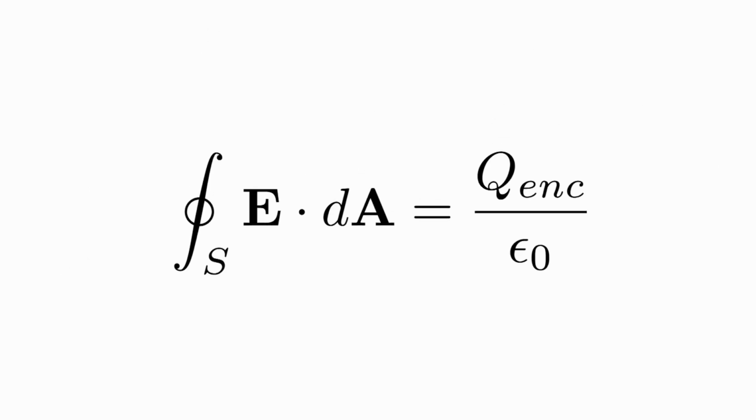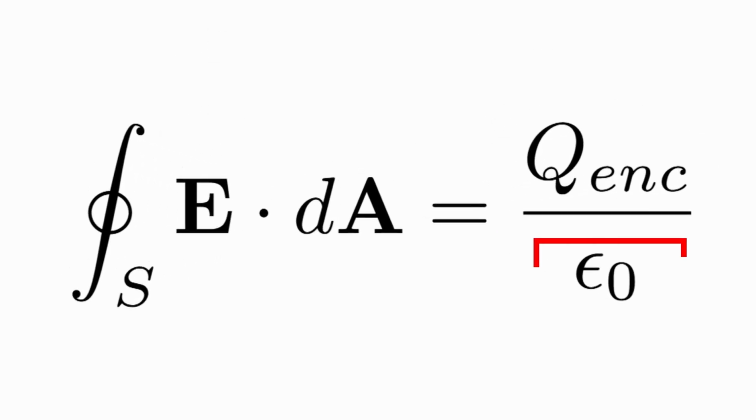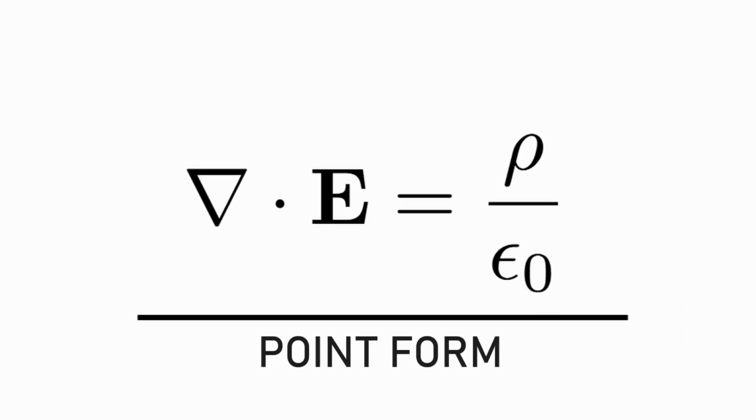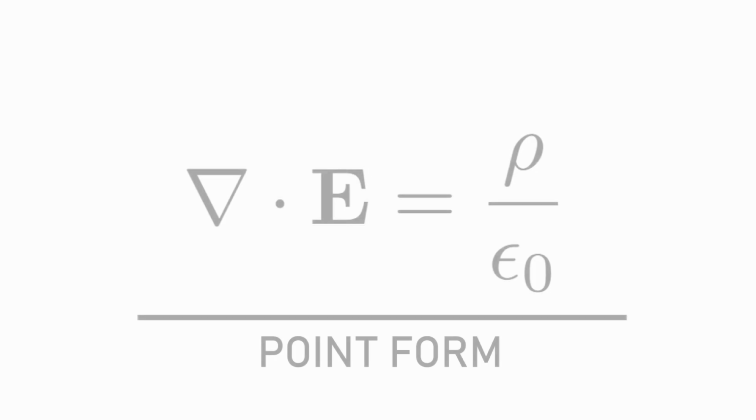Also, as a quick note, epsilon naught is a constant known as the permittivity of free space. It essentially sets the scale for how electric fields interact with charge in free space, and is a necessary addition in this equation. Now, you've probably also seen Gauss's law written in a compact point form.